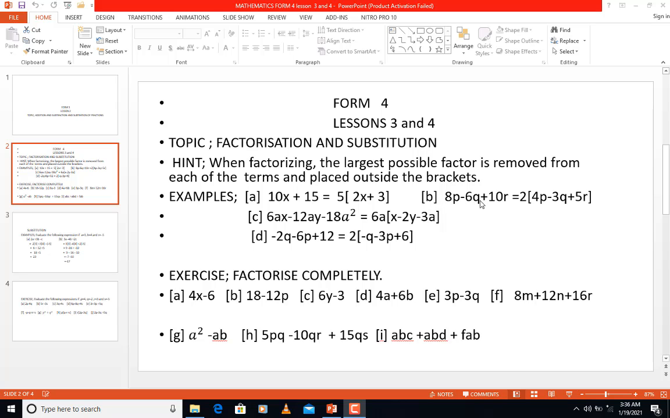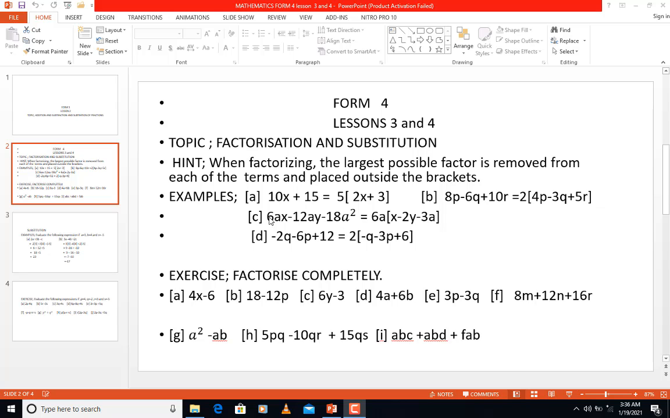8p minus 6q plus 10r. What is the largest factor for 8, 6 and 10? The largest factor is 2. But for letters, do we have common letters in all of them? No, that's why we have only 2 as our largest possible factor. So now let's find out how we divide. 2 into 8p gives us 4p, 2 into minus 6q gives us minus 3q, 2 into positive 10r gives us positive 5r, then you close your brackets.